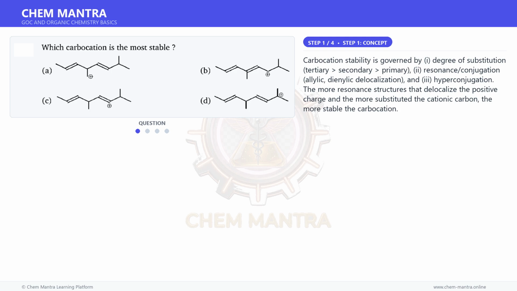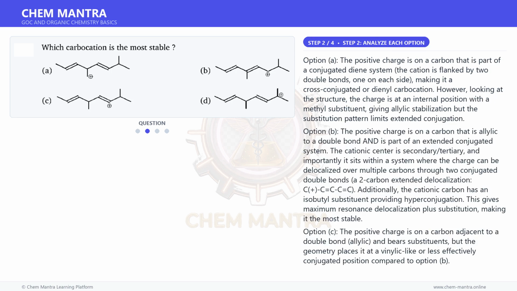Carbocation stability is governed by 1. Degree of substitution: tertiary, secondary, primary. 2. Resonance conjugation: allylic, dienylic delocalization. And 3. Hyperconjugation. The more resonance structures that delocalize the positive charge and the more substituted the cationic carbon, the more stable the carbocation. Moving on to the next step.